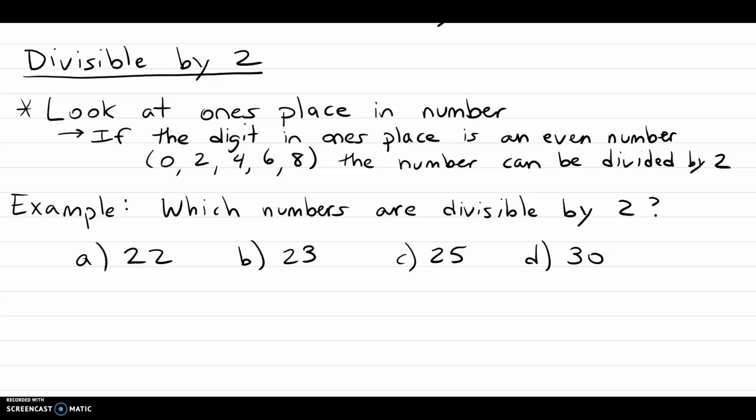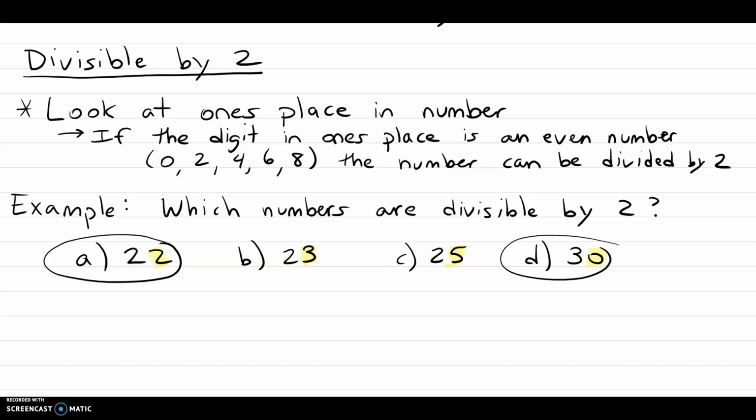So again, you use your rule. Divisible by 2 means you look at the place value. So you look at the ones place. So the ones place, I'm going to highlight in each problem. You look at the ones place, if that digit is an even number, so the digit is even for A, not for B, not for C, but for D as well. So this means that I can divide A and D by 2 and still get a nice number.